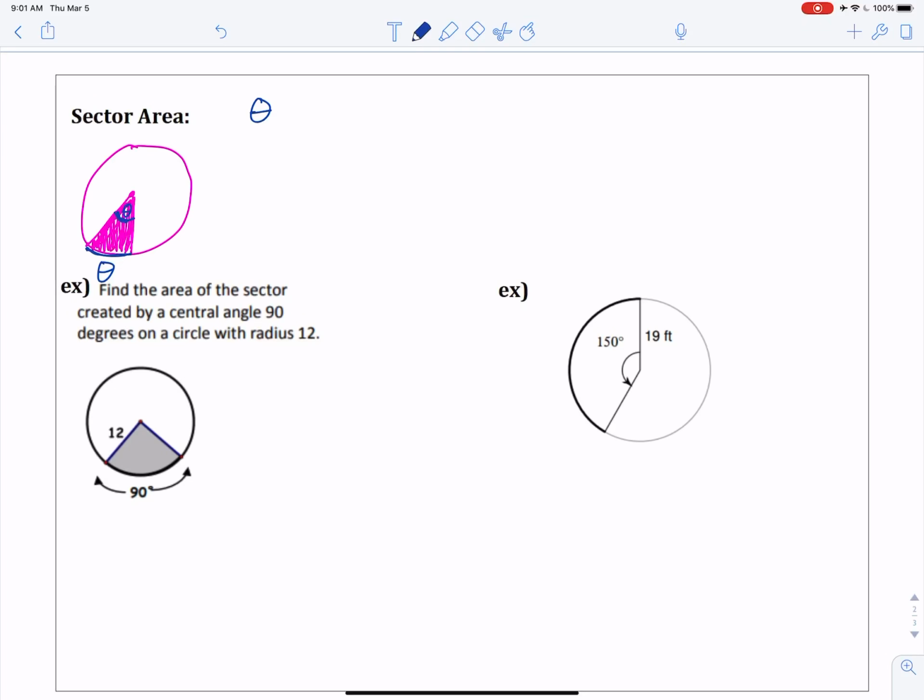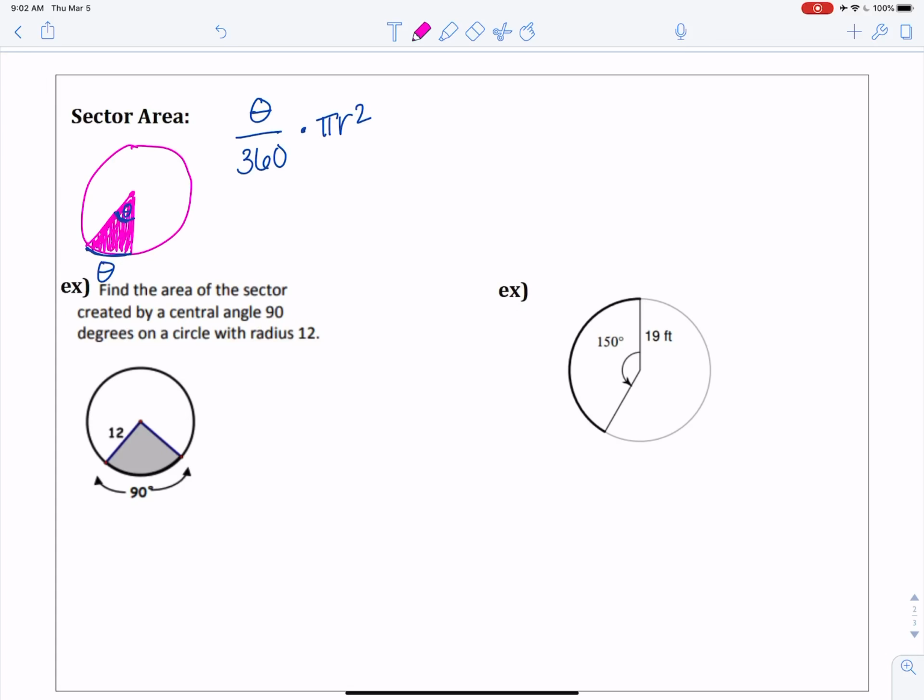So you'd have your angle over 360. That's the fraction of the circle. And then multiply by the total area, which would be pi r squared. So it's similar to arc length, but instead of multiplying by the circumference, you're multiplying by the area.